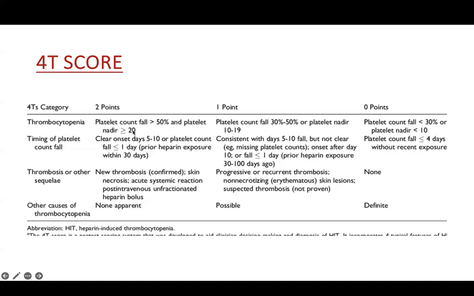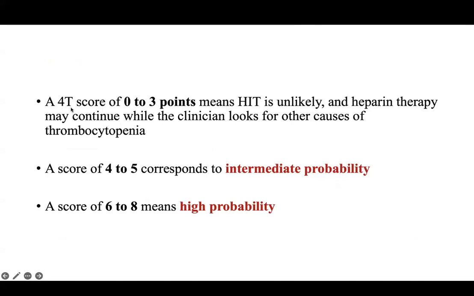The total score is 8. So a 4T score of 0 to 3 means that HIT is very unlikely and the patient can be continued on heparin. A score of 4 to 5 corresponds to intermediate probability, and a score of 6 to 8 means high probability of HIT.